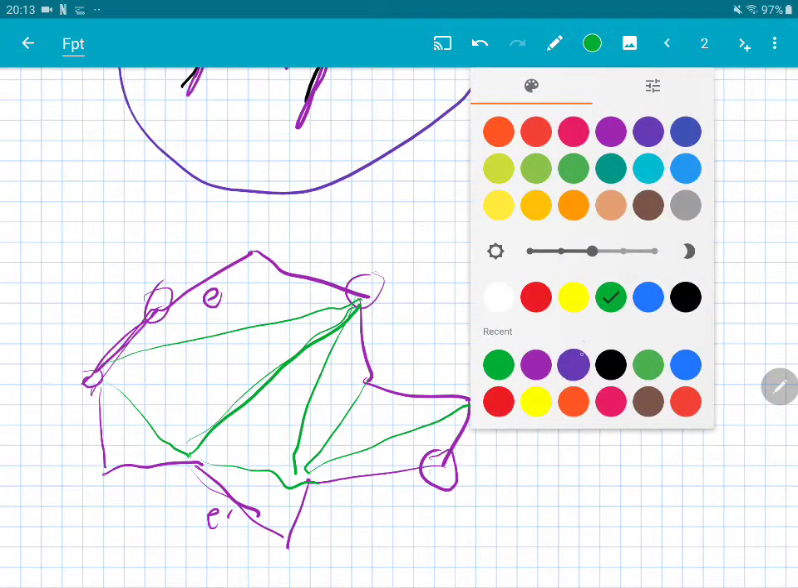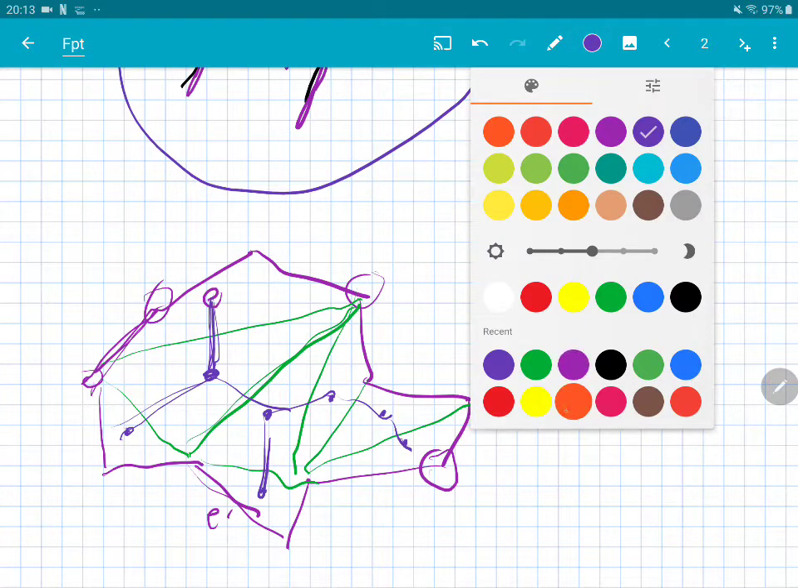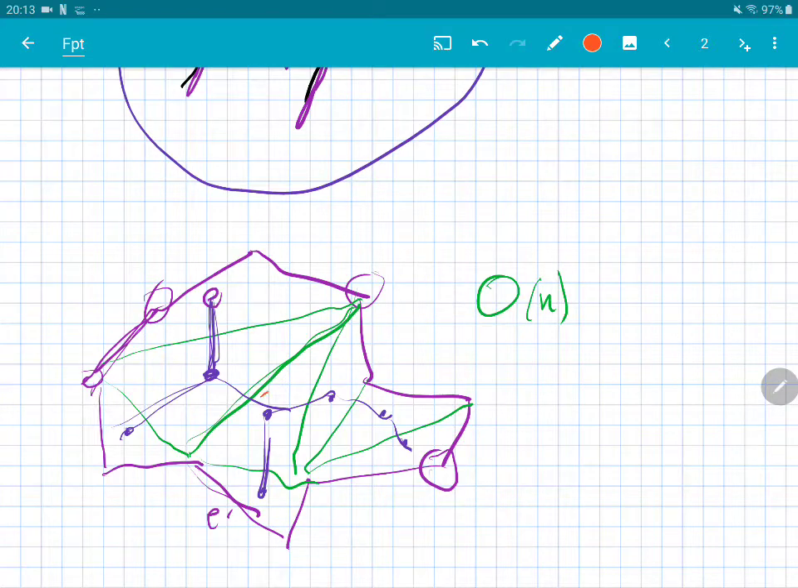Now, the trick is to look at the dual graph. In every triangle, you put a vertex, and you connect two vertices if the triangles have a common diagonal. So you get this tree. The important thing about trees is that we know they have a separator vertex. We proved that last lecture.